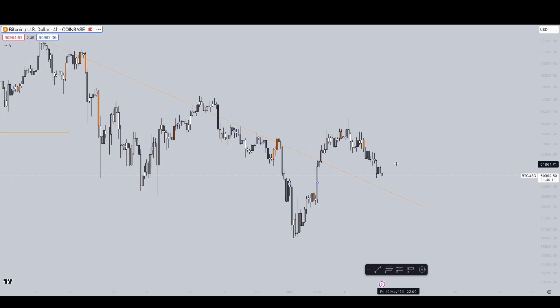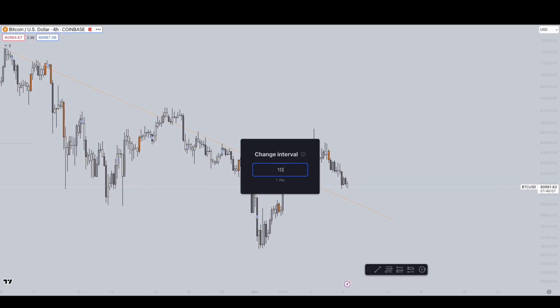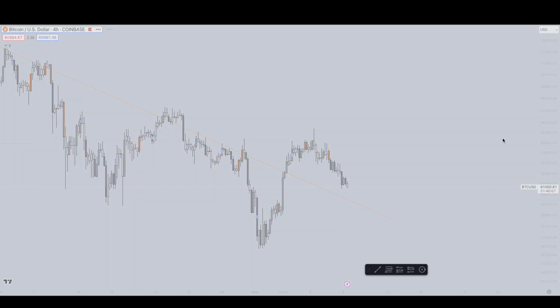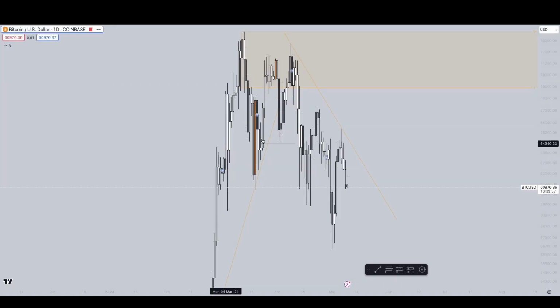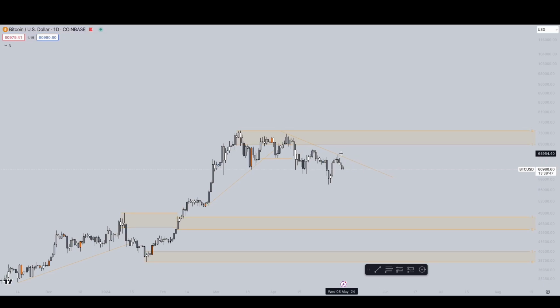Unless we can go up again and visit these highs again, I'm still bearish on the Bitcoin. So let's just go to the daily time frame real quick, so you guys can get a better overall view of what's going on. On the daily time frame, like I said, we broke these lows. We created a new dynamic downtrend, basically. We failed to break this trend line.